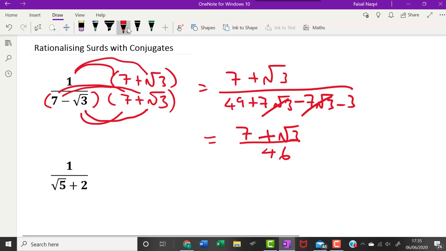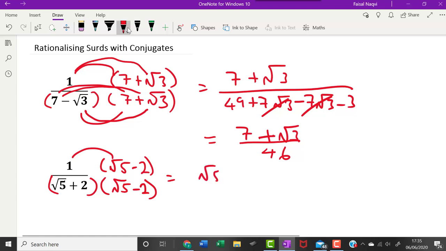For the next one, I have the root first. I have the surd before the actual number in the denominator, but the process is exactly the same. I multiply by the conjugate, root 5 minus 2. So I have to multiply the top by root 5 minus 2. If I expand this out, 1 times root 5 is root 5. 1 times minus 2 is minus 2, divided by root 5 times root 5, which is 5.